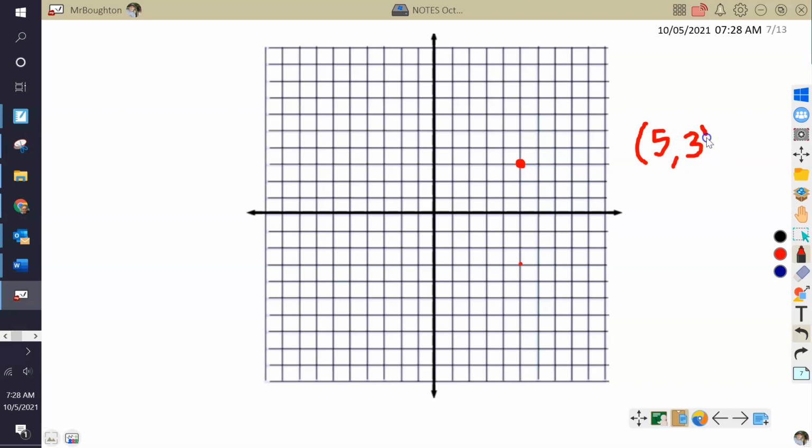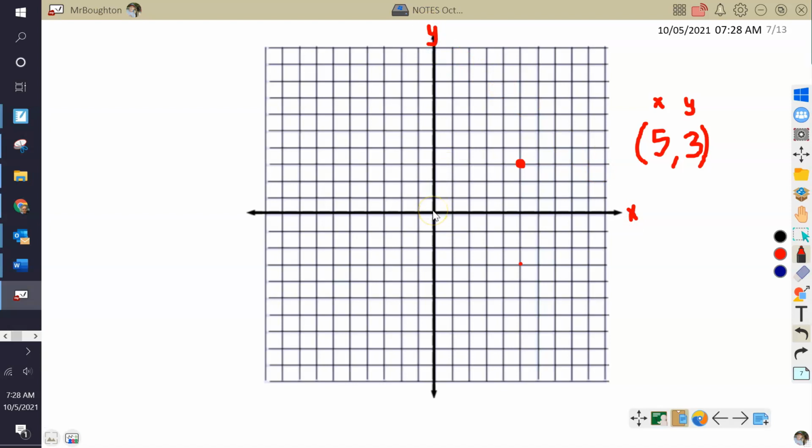Always know how to write coordinates and find those coordinates. 5 is the x value. Of course, they're in alphabetical order, and 3 is the y value. That's because starting at the origin, starting here, we first walk along the x-axis. That's this axis right here. I can label that x. And this is the y-axis right here.